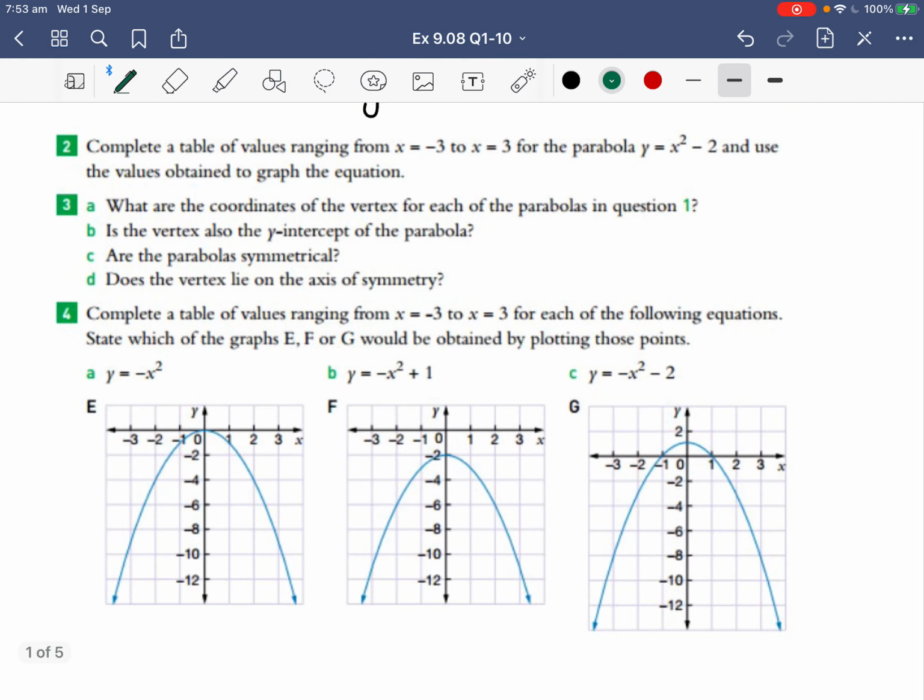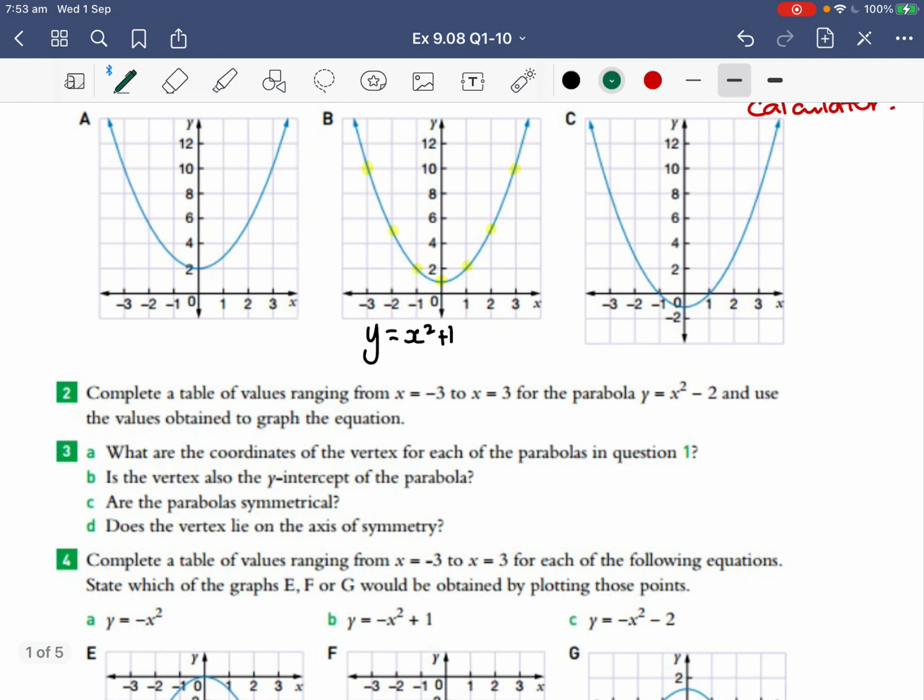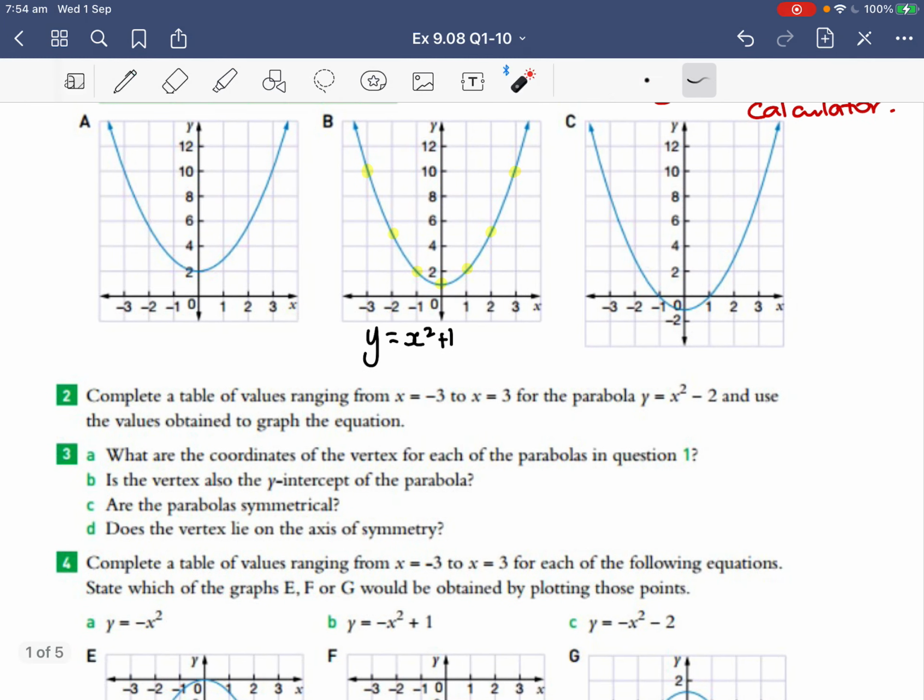What are the coordinates of the vertex for each of the parabolas in question 1? I'm just going to do this first parabola here in question 1, which is this one here. The vertex is the point at the base of the parabola. That coordinate is (0, 2). Okay, so that's for A, and then you would do B, and you'd also do C yourself.